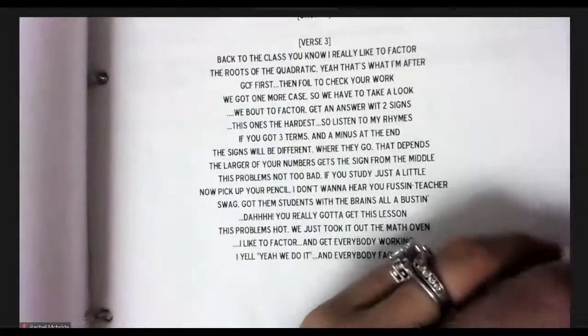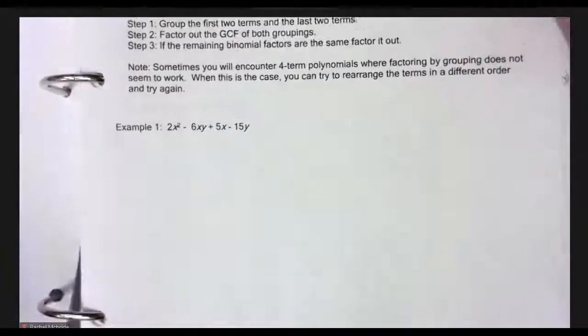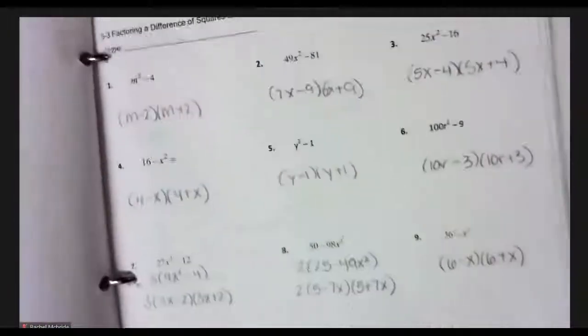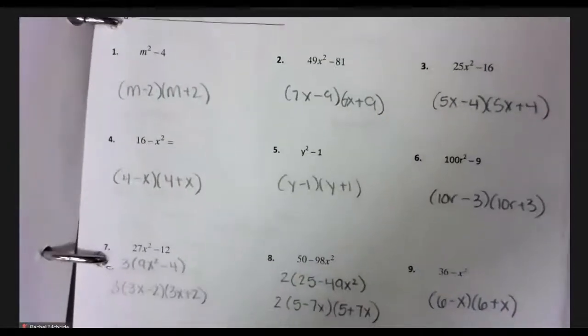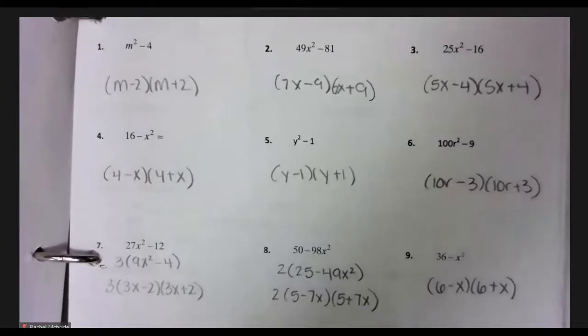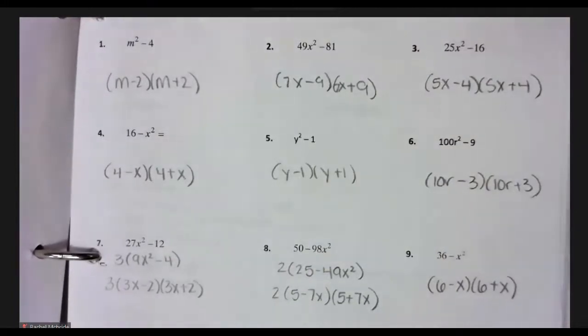Okay, and then we progressed further and we learned about factoring special formulas. So we looked at difference of squares and perfect square trinomials. A difference of squares is a formula in which you have two terms being subtracted. The terms have to be perfect squares. A perfect square is something like 0, 1, 4, 9, 16, 25, 36, etc.